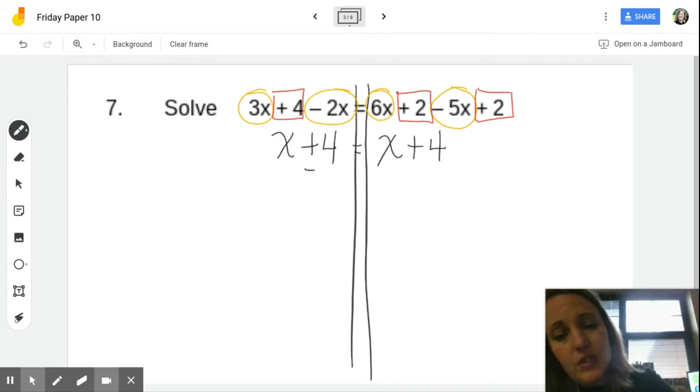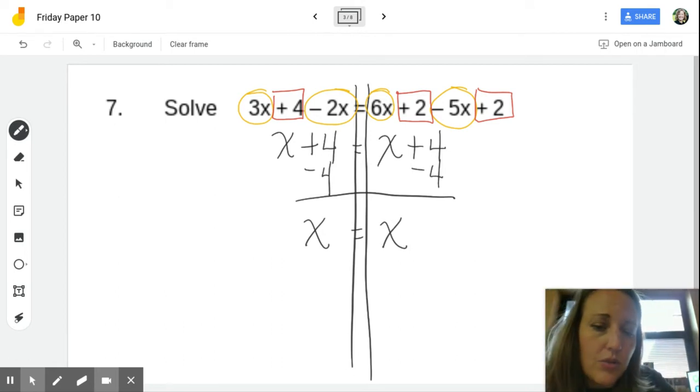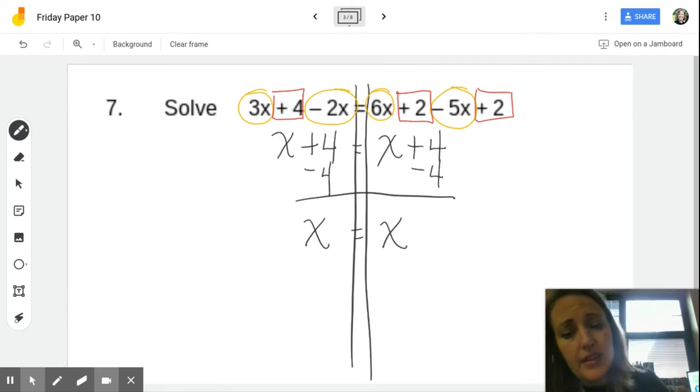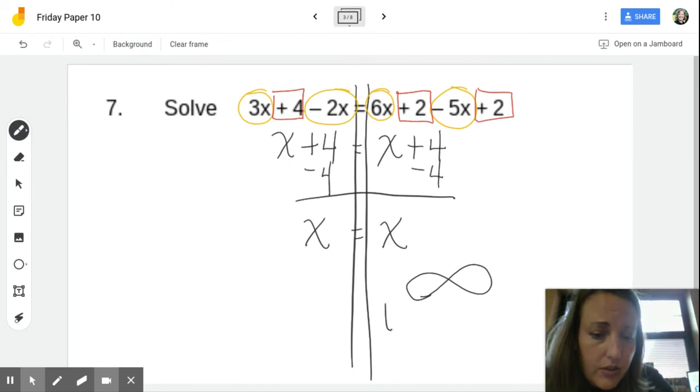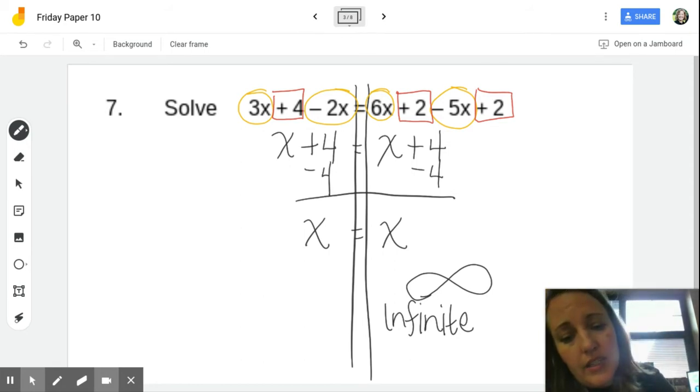I could continue to work this out if I would like to. Okay, so we end up here with x is equal to x, right? And that's a true statement. So this has an infinite number of solutions. That's the sign for infinity, and you can just use that as your answer. You can also write it out infinite. If something is finite, that means it has an end. If it's infinite, that means it has no end. Infinite solutions.